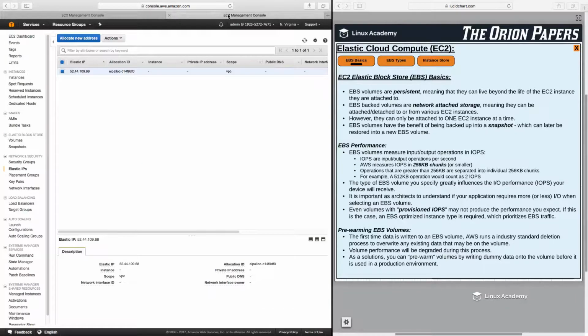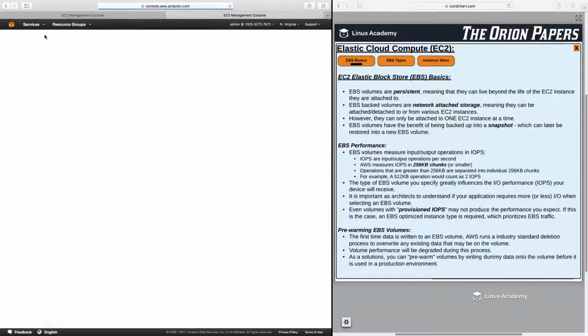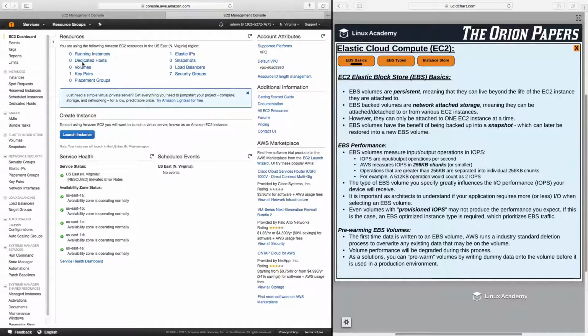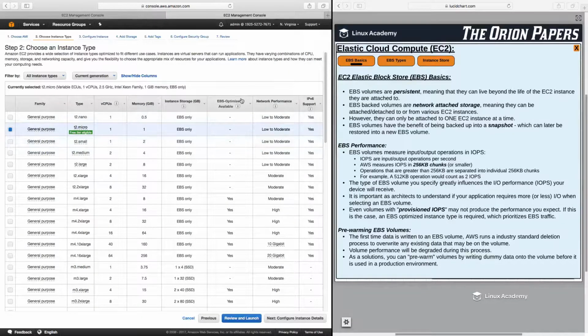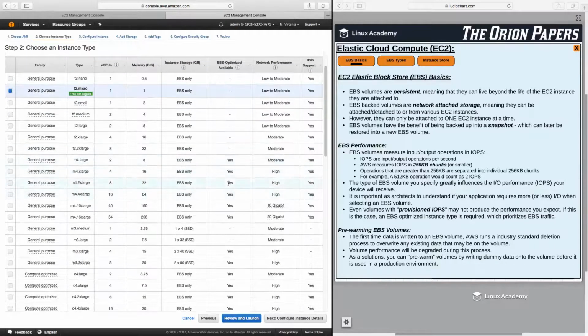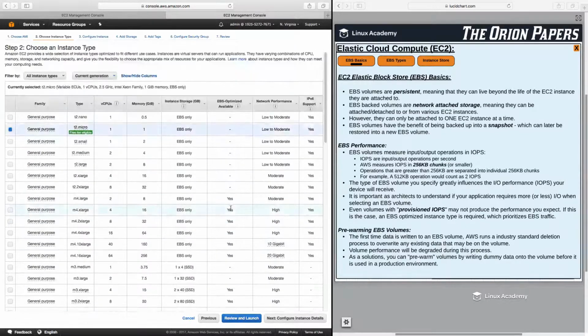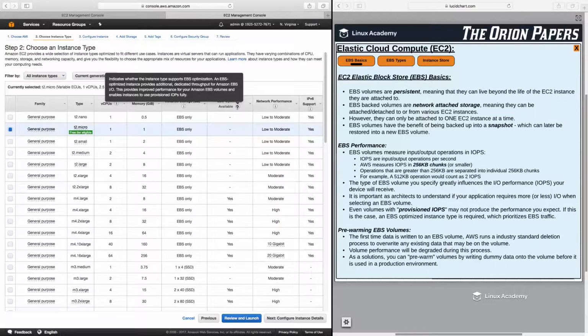Now, we can take a look at that quickly by jumping over to another tab here. We'll go back to our EC2 dashboard. I'll launch another instance. And here under instance type, under EBS optimized, you will see that there are some instances which are noted as yes in this column. These are EBS optimized instances. And if we just mouse over the indicator here, it says that it indicates whether the instance type supports EBS optimization. An EBS optimized instance provides additional dedicated throughput for Amazon EBS input output. This provides improved performance for your Amazon EBS volume and enables instances to use provisioned IOPS fully.